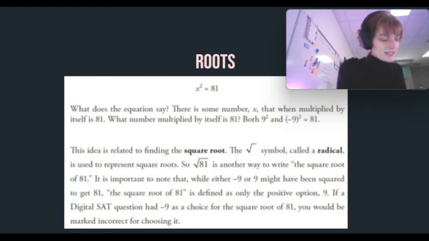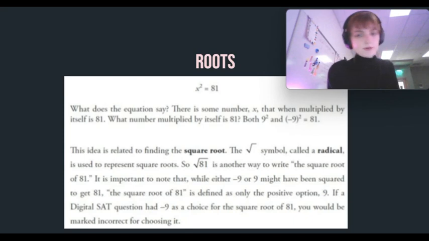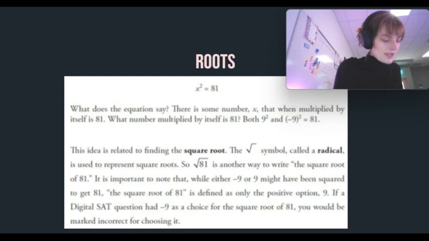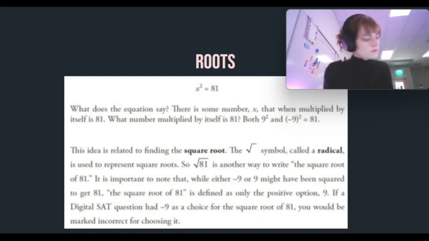For instance, what is the value of x in this equation? X to the power of 2 is equal to 81. What does this equation say? There is some number x that when multiplied by itself is 81. What number multiplied by itself is 81? Both 9 squared and negative 9 squared are equal to 81. So these are the roots.